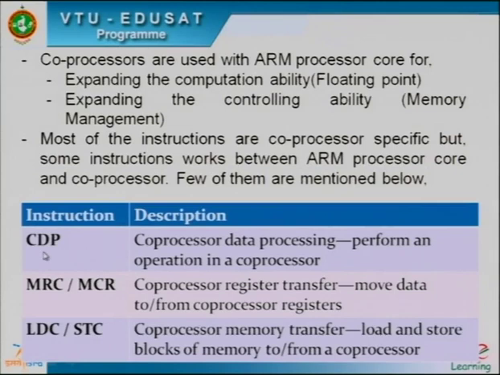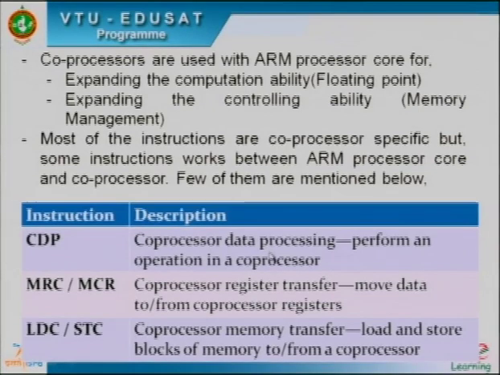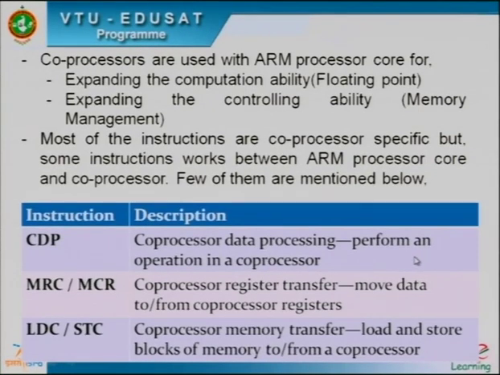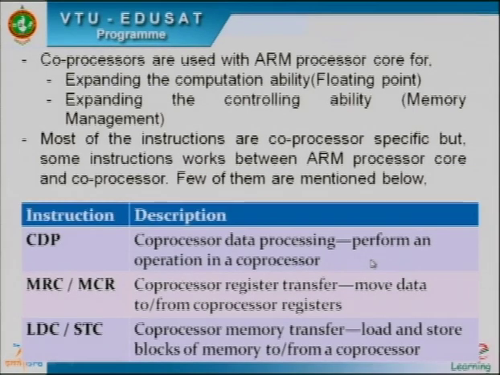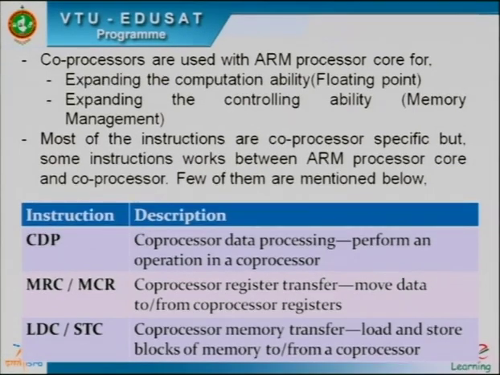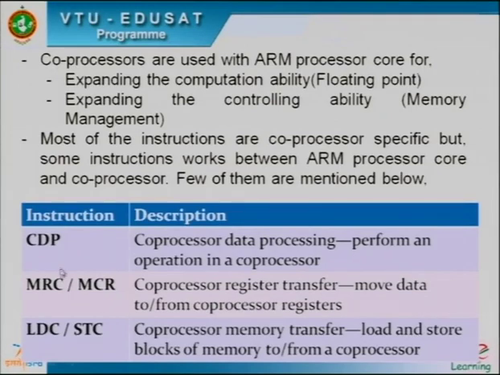What are these instructions? Instruction 1 is CDP. What does CDP stand for? Coprocessor data processing instruction. It performs an operation on a coprocessor. Every instruction that needs to execute on the coprocessor first comes to the ARM processor core. Then the processor core decides it is not meant for itself, it is meant for the coprocessor, and it transfers that instruction to the coprocessor. This is the functionality of CDP, the coprocessor data processing instruction.